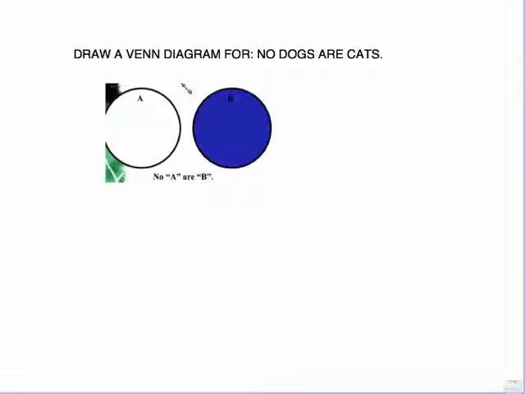Another Venn diagram that you should be familiar with is no A are B, meaning there is no overlap. They are disjoint sets because none of the elements of A are contained in set B. So no dogs are cats. Here's my dog set. Here's my cat set, and they are disjoint, and that shows me no dogs are cats.